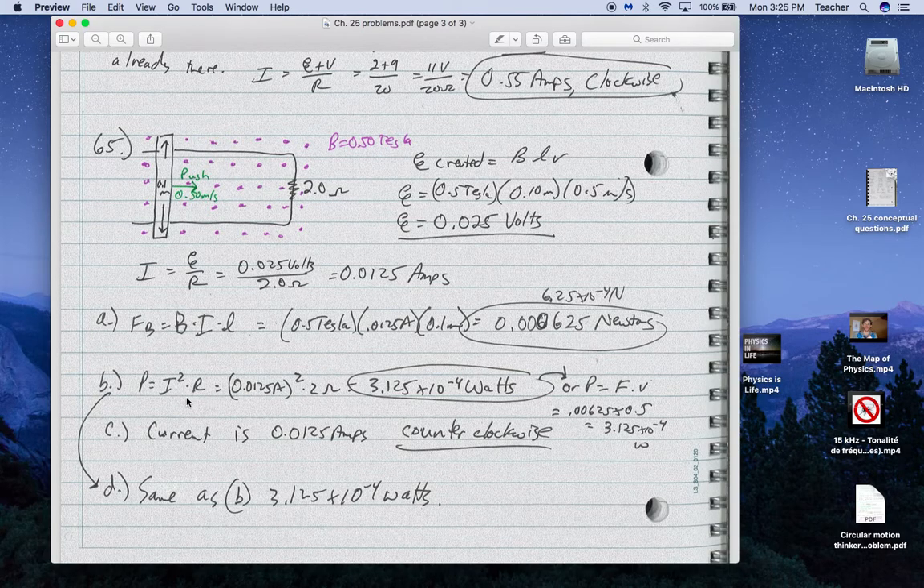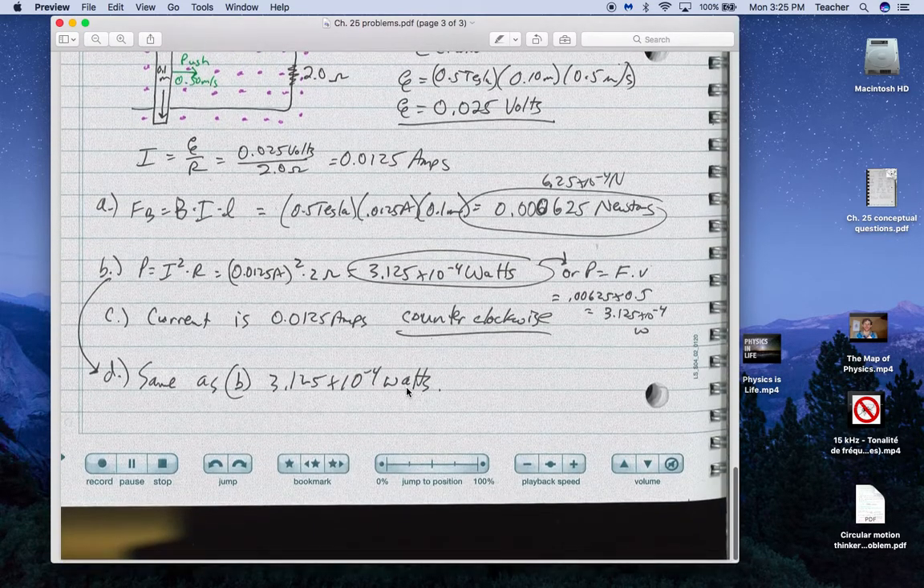I did this a little differently, so I could have done an F times V. That force times that velocity will give me 3.125 times 10 to the negative fourth watts. Or I could have done P equals I squared R, which gives me the same thing. And then this current's going to be counterclockwise to oppose the change in flux. I'd already figured that out above. And this power that's dissipated is the one where you'd use I squared R. You could also use F times V. I think that's it.